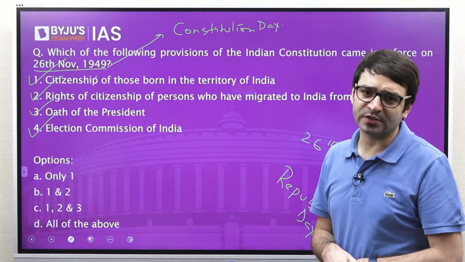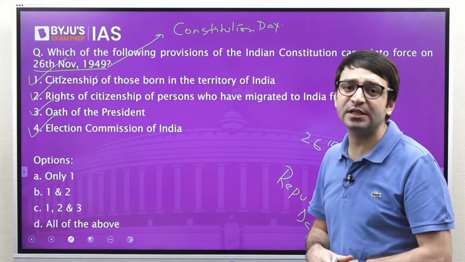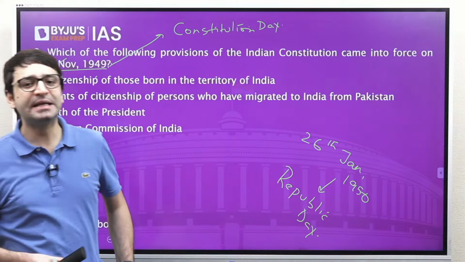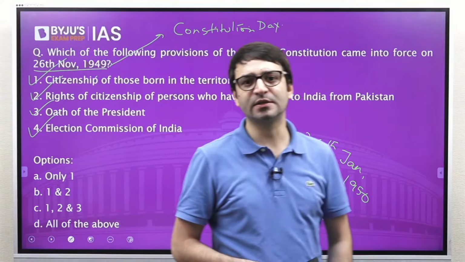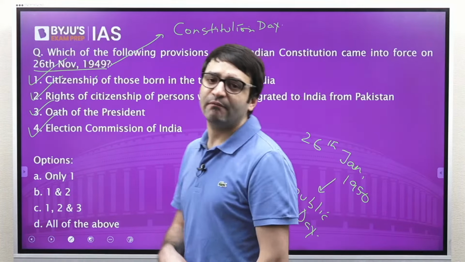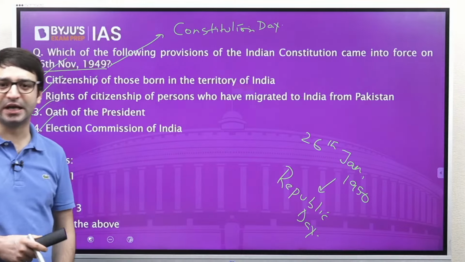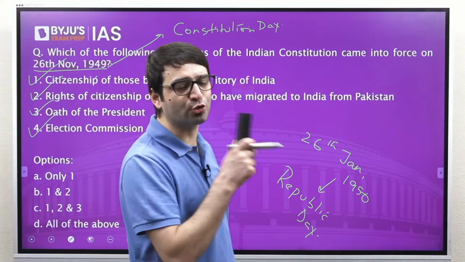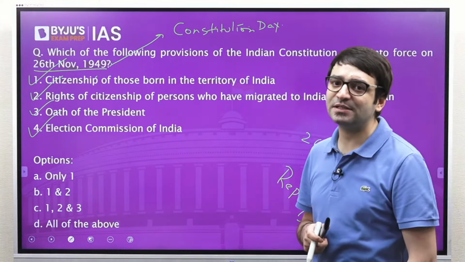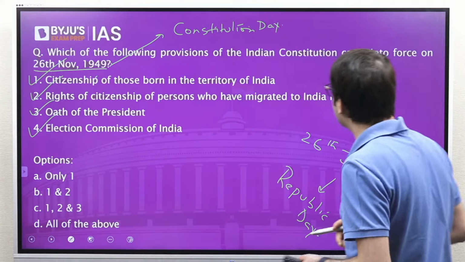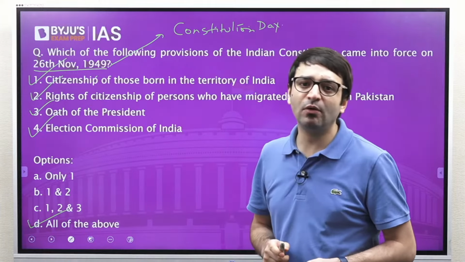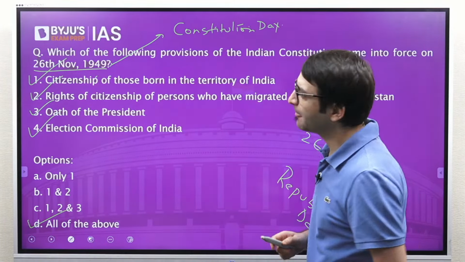All these four provisions, Article 324, which deals with the Election Commission of India, says the superintendence, direction, conduct and control of all elections, whether to parliament or state legislatures, whether to the president's election or vice president's election, will be vested with a constitutional body called the Election Commission of India, which came into force on 26 November 1949. So which of these provisions came into force on 26 November 1949? D. All of the above is the right answer.